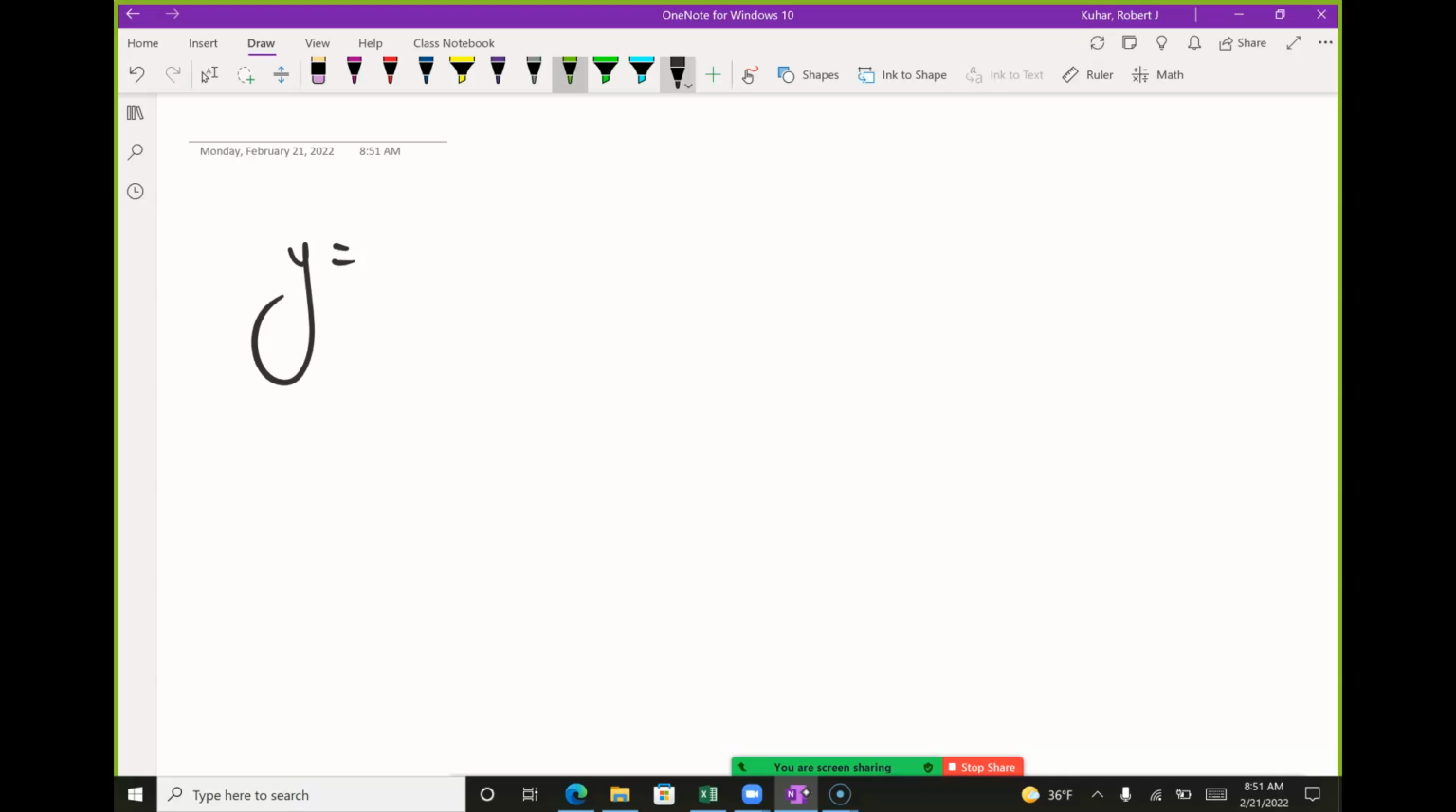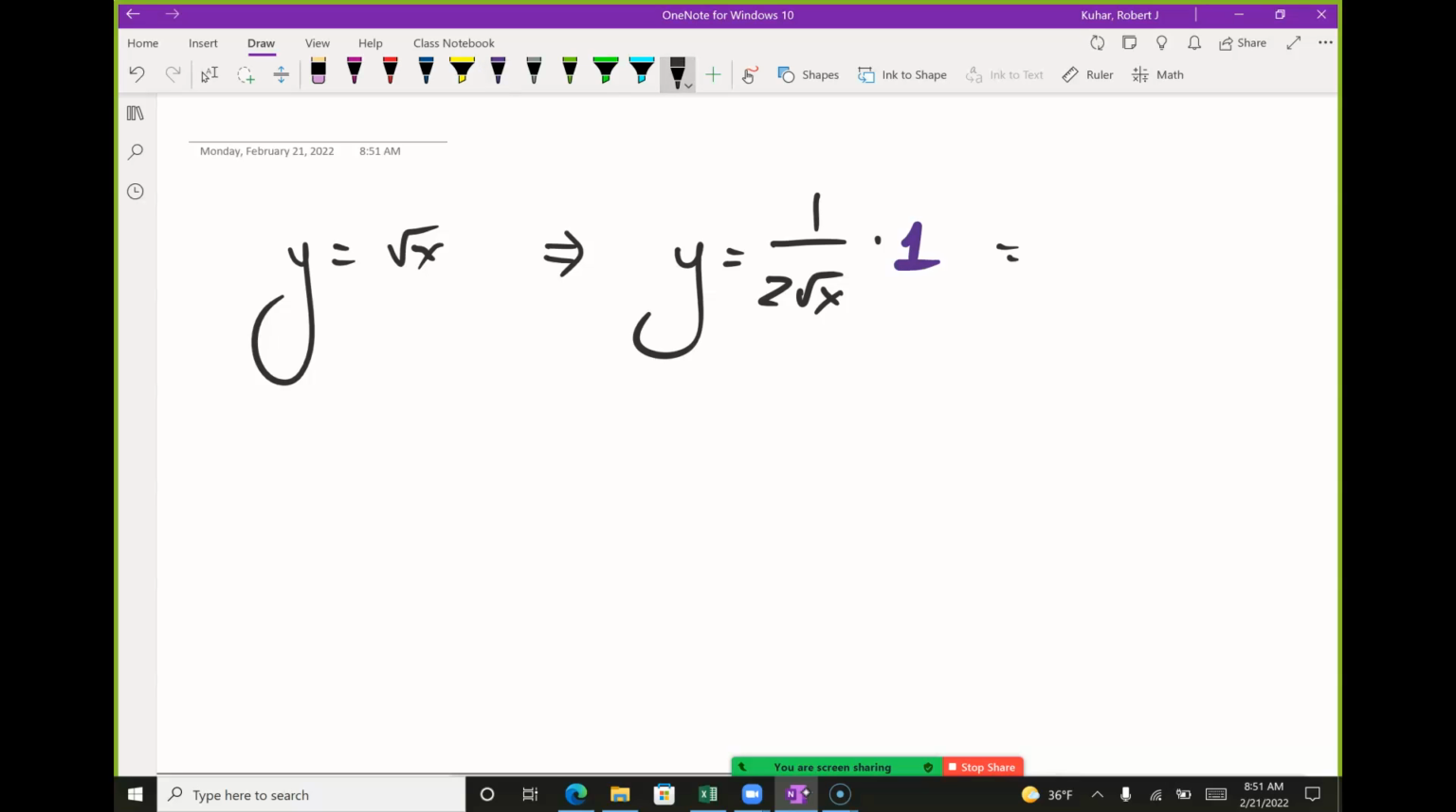So like y equals square root of x. We know the derivative of the outside function, the square root function, is 1 over 2 square root of x. And then the inside function is x. What's the derivative of x? It's 1. So that's y prime. We've been doing the chain rule all along. Only thing is the derivative of the inside function was always 1. But now it's not going to always be 1.